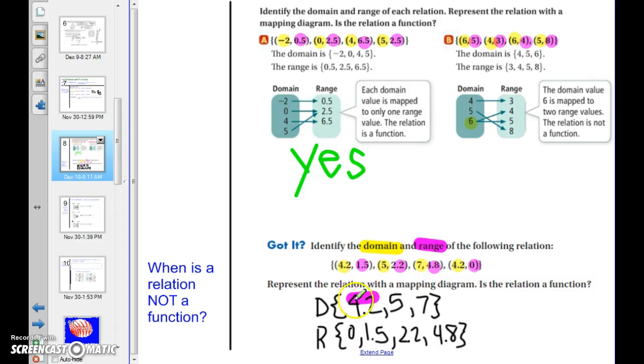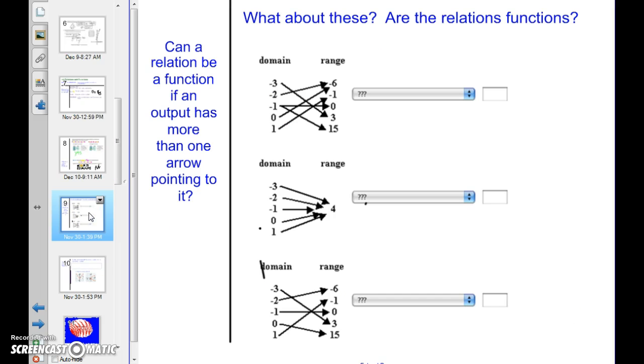Oop, that's the wrong color. 4.2, it's 4.2 who's at fault why this is not a function. Is it a relation? For sure it is, because you've got a pairing of stuff. There are ordered pairs going together. However, it's not a function because this mama right here is trying to do too many things. So function, nope, no.